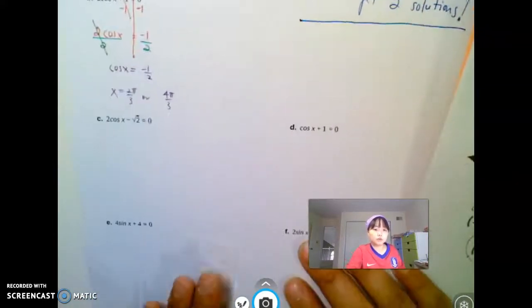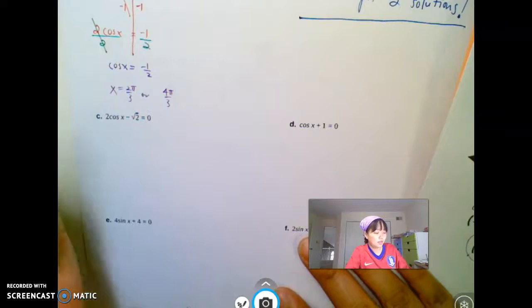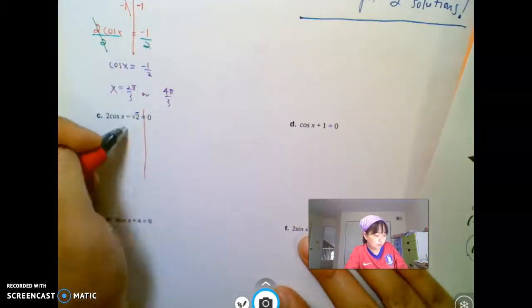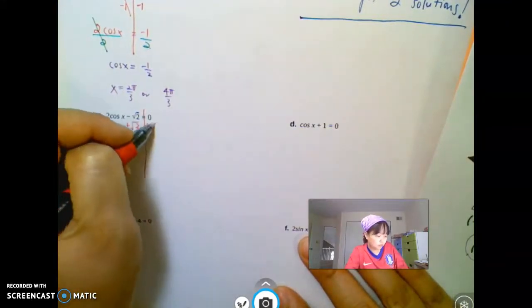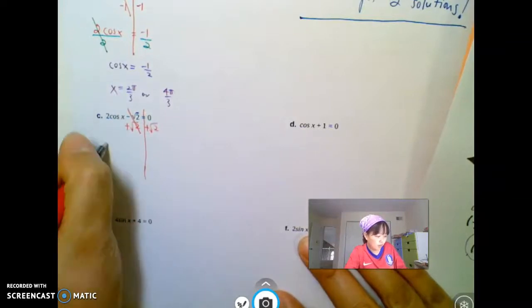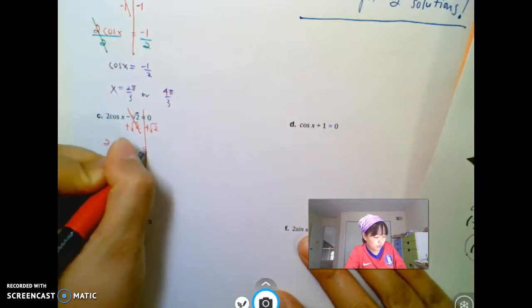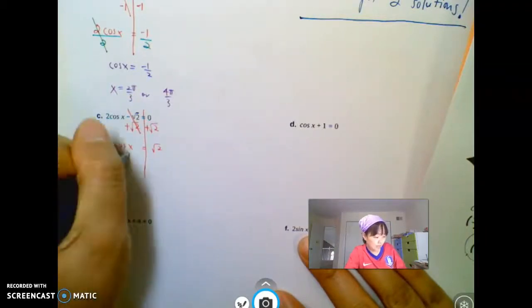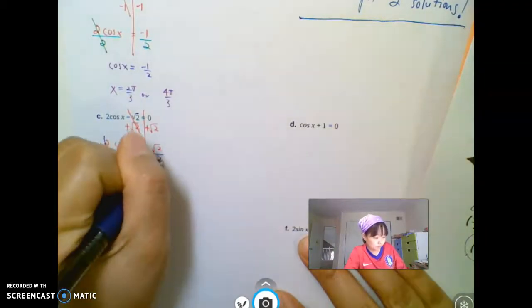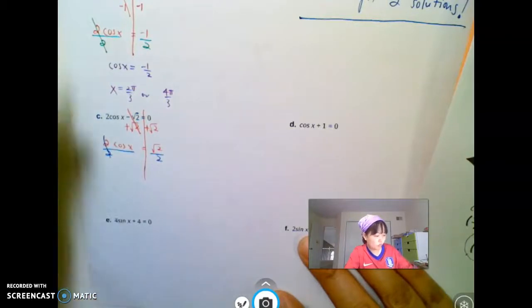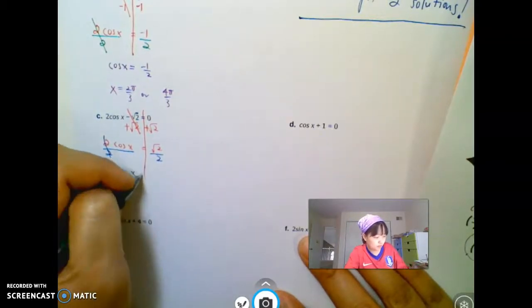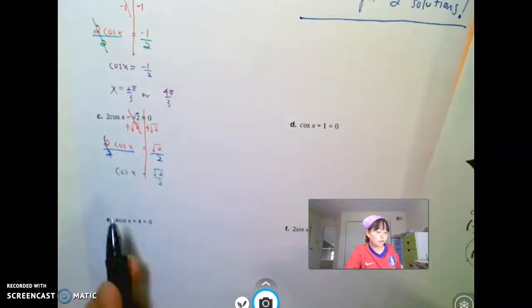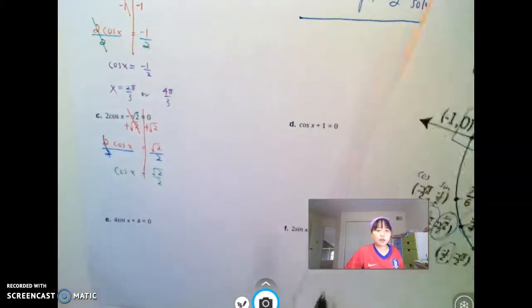So let's do this one more time. Is there something to add or subtract? Yes, the root 2. Done. So now we have 2 cosine x is root 2. Is there something to divide? Yes, the 2. Okay, that's it. So we got cosine of x is root 2 over 2. See, we're not using a calculator at all.